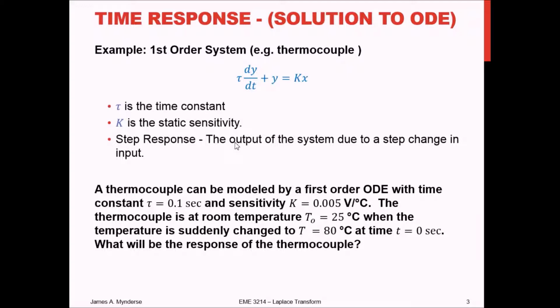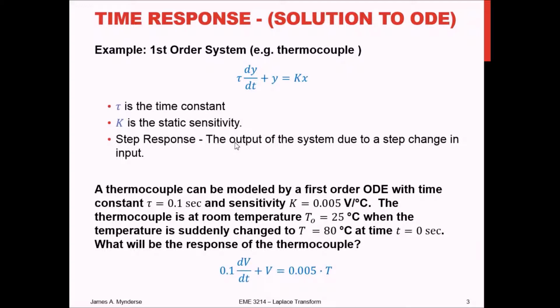So we're going to change the input immediately, and then we're going to see what happens to the output. For a thermocouple, that time constant would be about 1/10 of a second, and the sensitivity would be about 5 millivolts per degree Celsius. So when the thermocouple is at room temperature and it's settled out, the temperature in the room is 25 degrees Celsius, and then it suddenly changes to 80 degrees at time 0 seconds. What will the response of the thermocouple be?